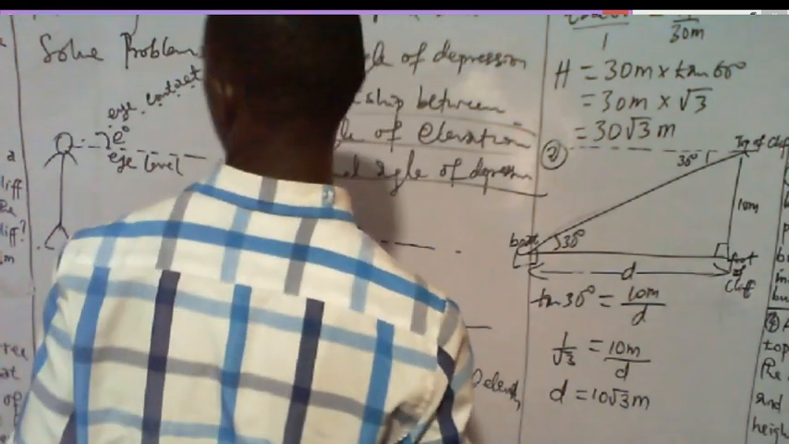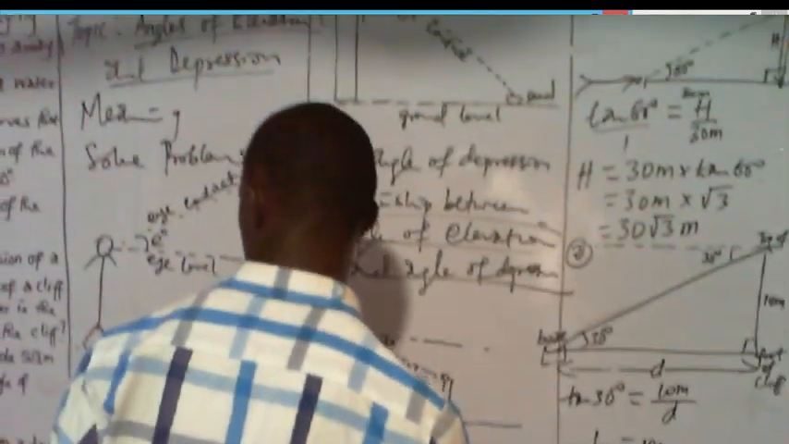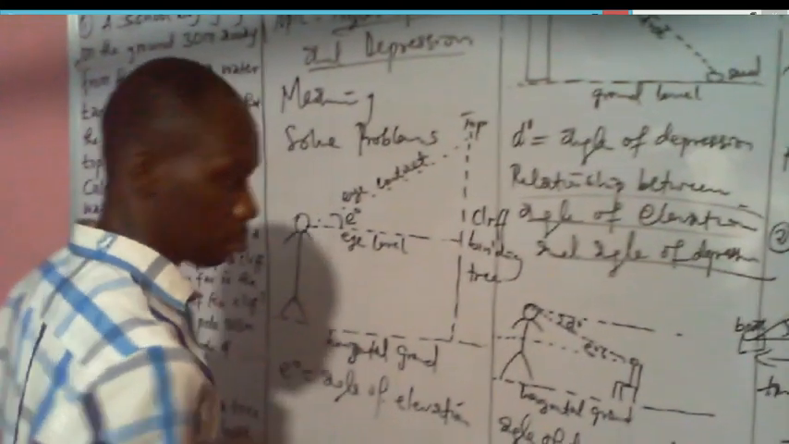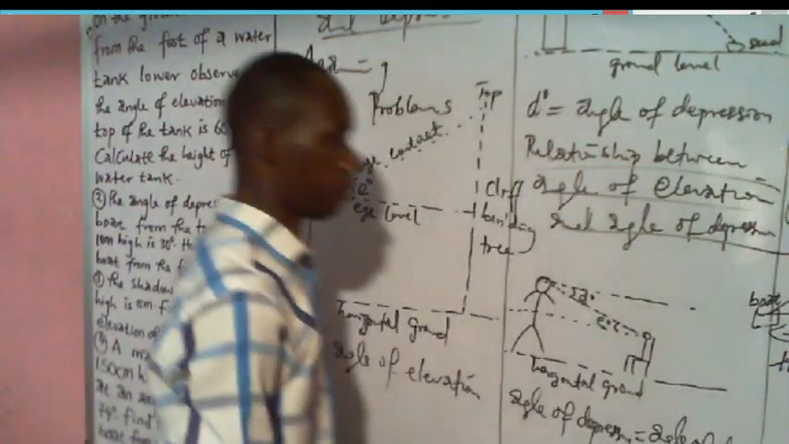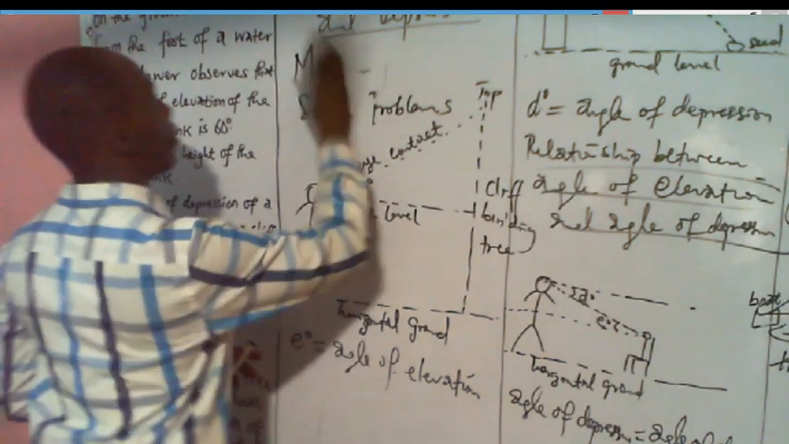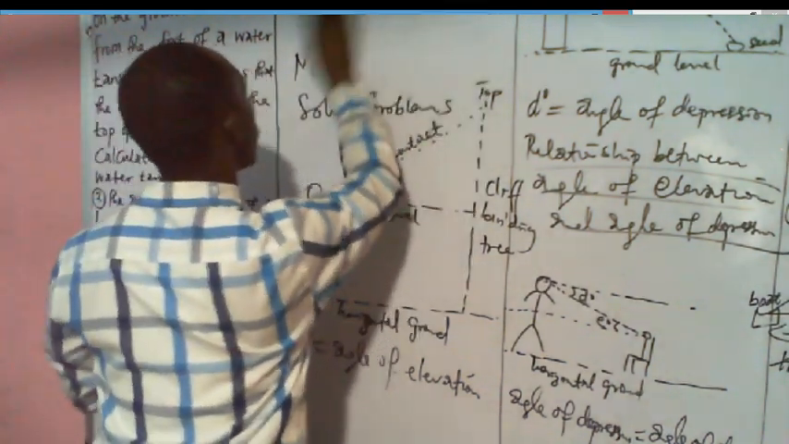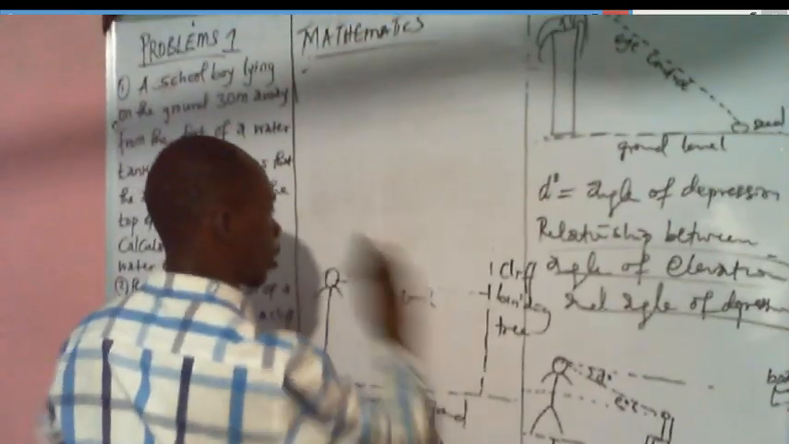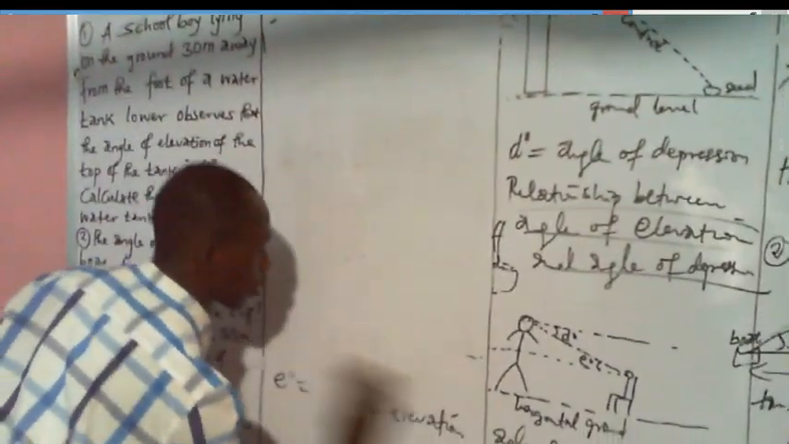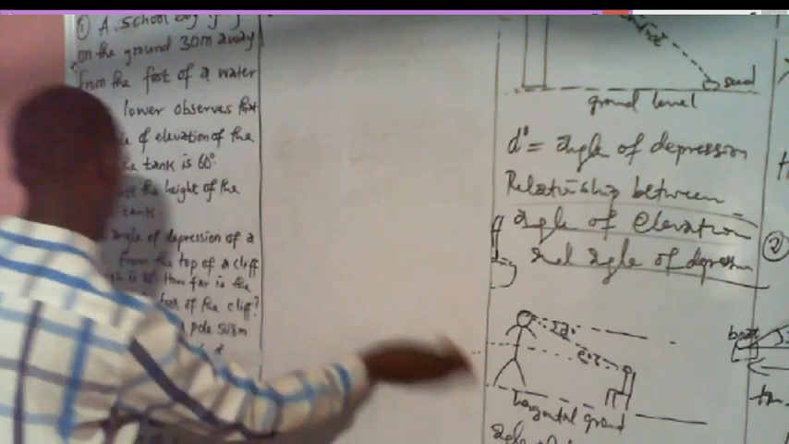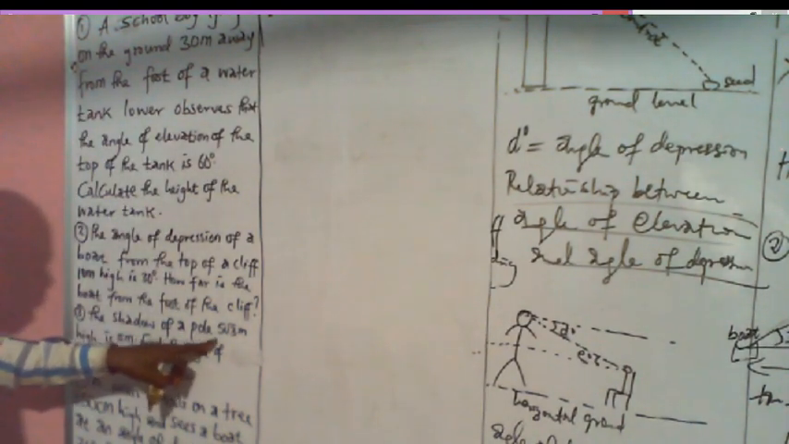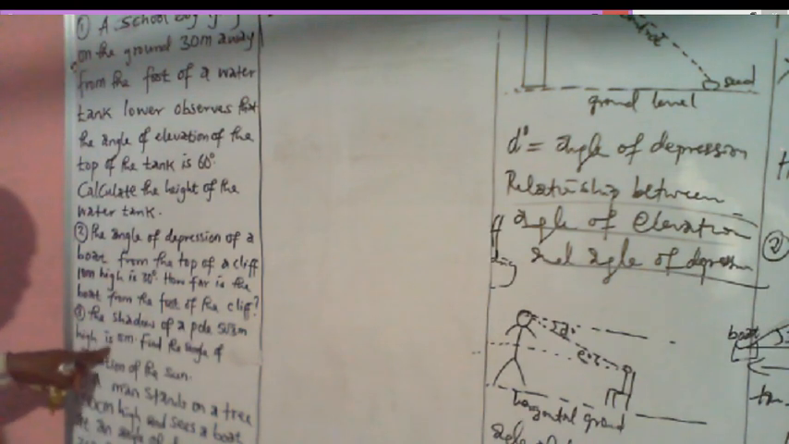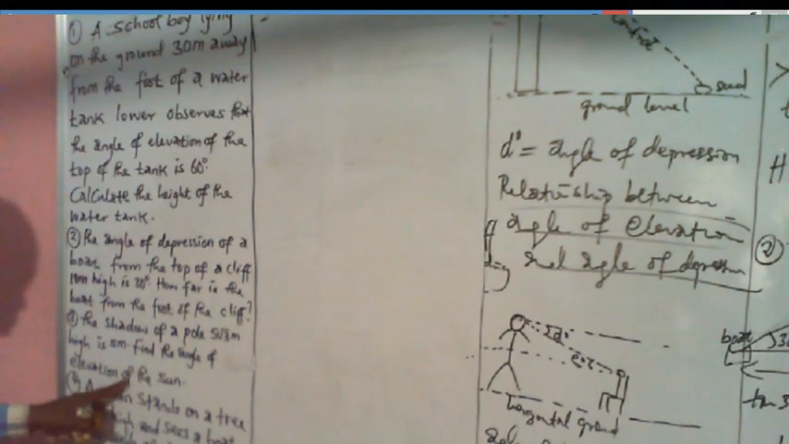Now, let's solve the remaining two questions. Question number 3. That's the answer, the distance between the boat and the foot of the cliff. Let's take care of question number 3. The shadow of a pole 5 root 3 meter high is 5 meter. Find the angle of elevation of the sun.